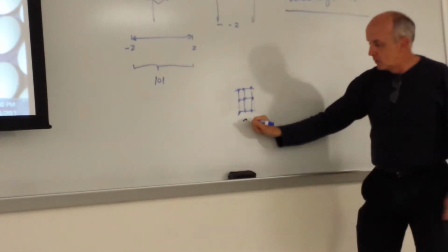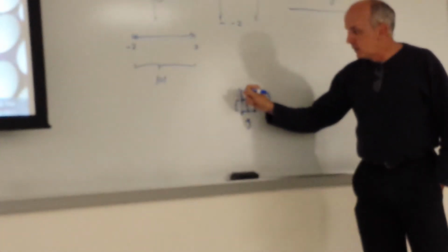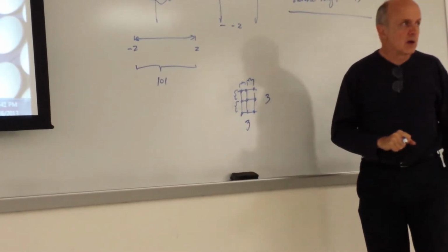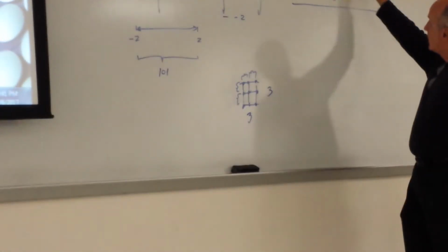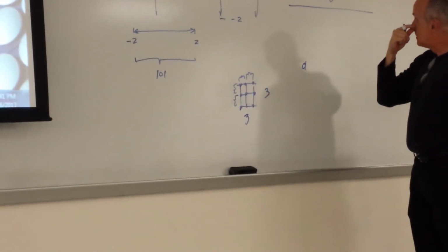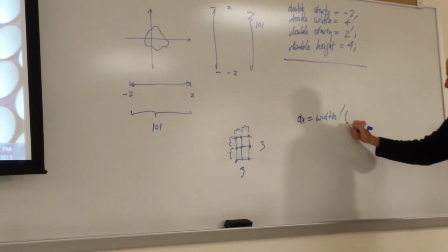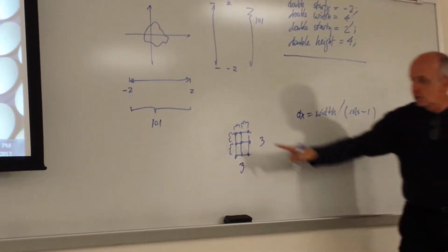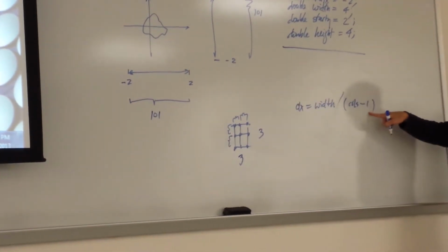Okay, so the number of columns is 3 and the number of rows is 3. One little calculation I'm going to have to do is calculate what the distance between the rows and the columns is in the complex plane. So I'm going to get that by taking this number, let's say the width, divided by the number of columns minus 1. Because there's 3 columns, but there's 2 intervals. And so I correct for that by doing a minus 1.